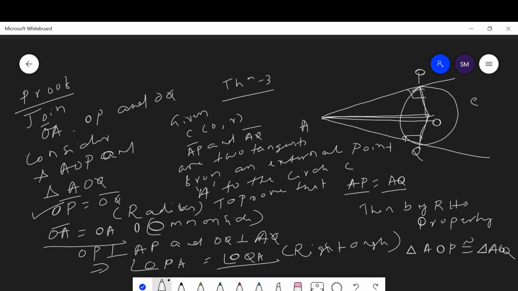Triangle AOP is congruent to triangle AOQ. This shows that AP is equal to AQ by CPCT, corresponding parts of congruent triangles. Then by CPCT, these two sides are equal. AP is equal to AQ, which we had to prove.